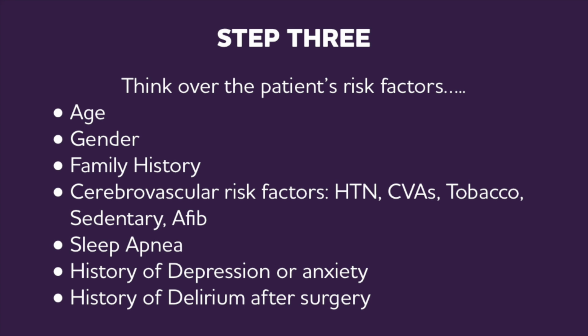Step 3. Let's go over some of the patient's risk factors. We want to look at age, gender, family history, cerebrovascular risk factors, HTN, CVAs, tobacco use, a sedentary lifestyle, and AFib. We also look at things like sleep apnea, or a history of depression or anxiety, or a history of delirium after surgery.